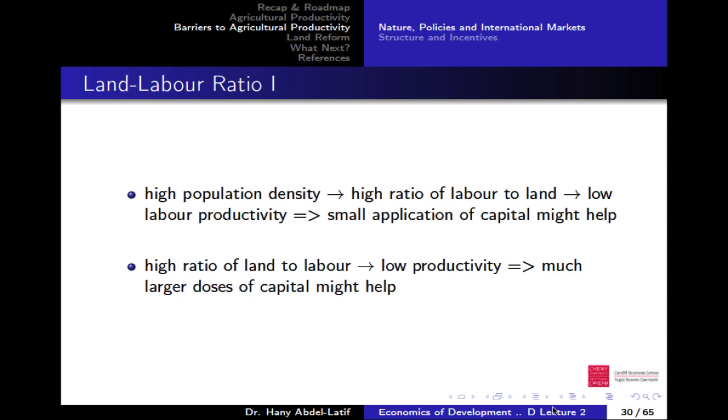But in other areas, you could have a high ratio of land to labor. So you have large areas of land, but you don't have enough workers or enough labor to work on this land. Again, this will result in low productivity, and in that case, you need much more capital to deal with this issue.